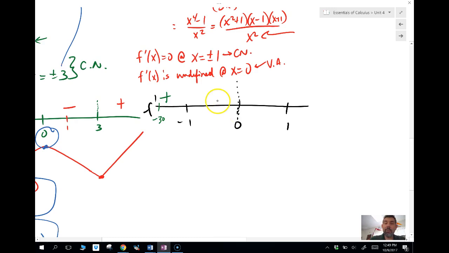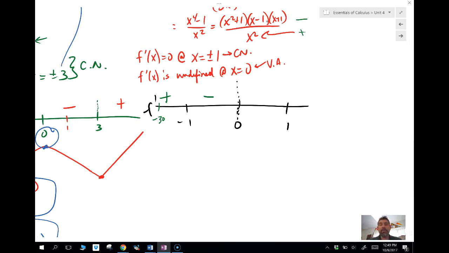If I put a -1/2 in here, I'm going to have a positive here, a negative, a positive, which is going to make a negative, and a positive, which is going to make negative. So I don't need to know what the actual number is going to be. I just need to know whether it's positive or negative. So just keep that in mind.